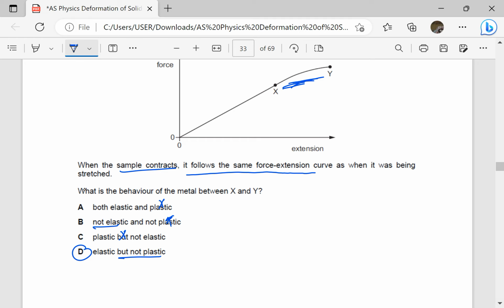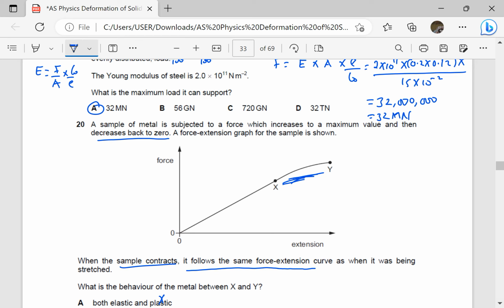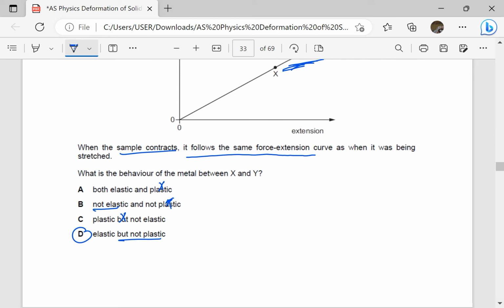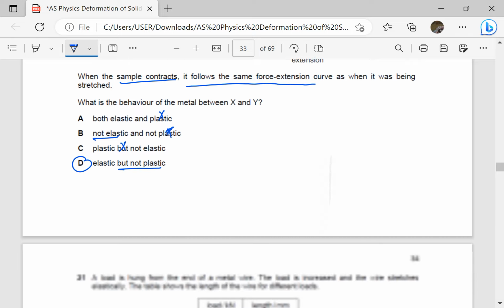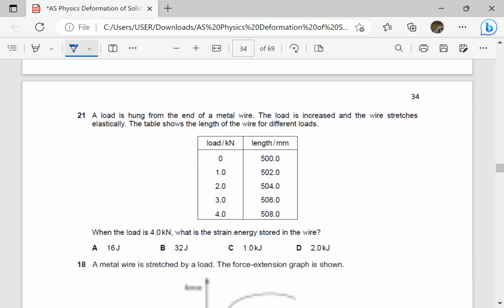When the sample contracts, it follows the same force extension curve as when it was being stretched. And here they said it then decreases back to zero. So it means it is elastic but not plastic if it goes back to zero.